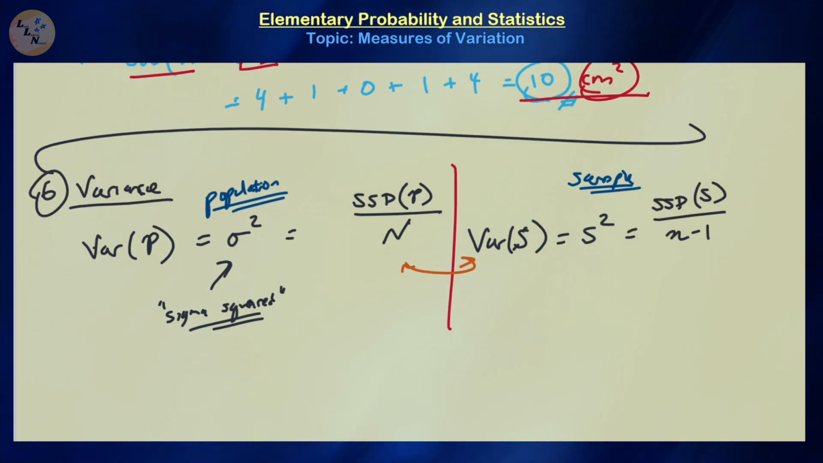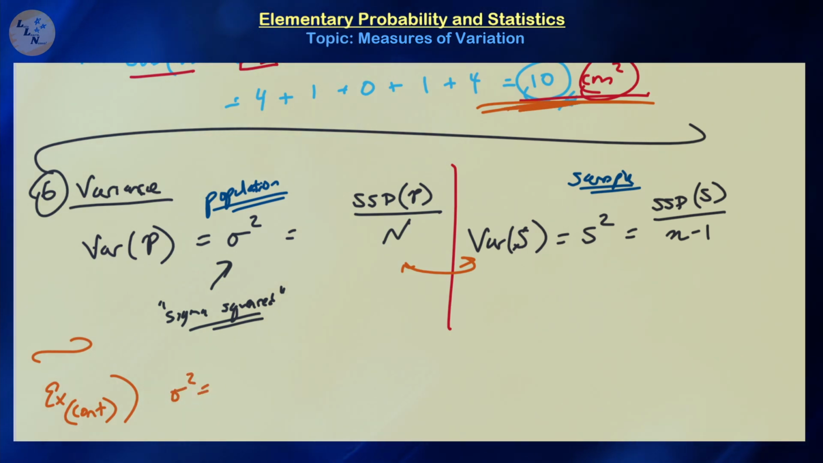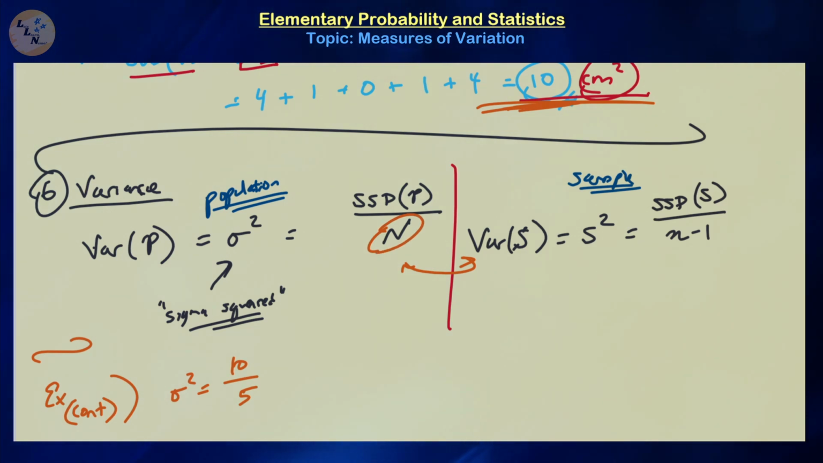So if we continue our example from before with the population, example continued, so that's going to be equal to what? So sigma squared is going to be equal to our sum of square differences, 10, divided by our sample size, 5. So we're dividing by 5. Why? Because we have a population. If this was a sample, we would be dividing by 5 minus 1, so we would be dividing by 4. But that gives us 2 as our variance for the population.